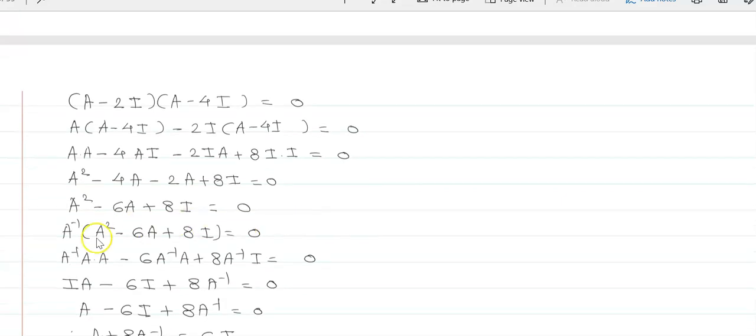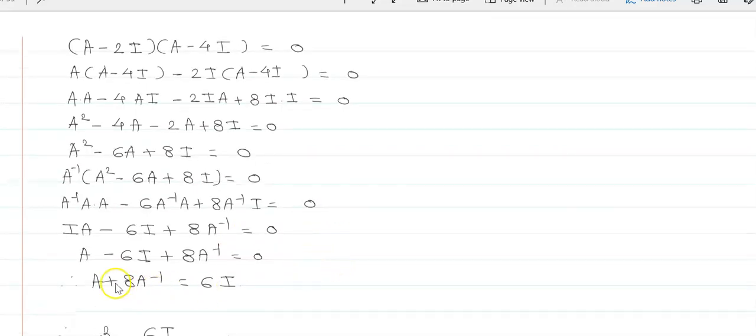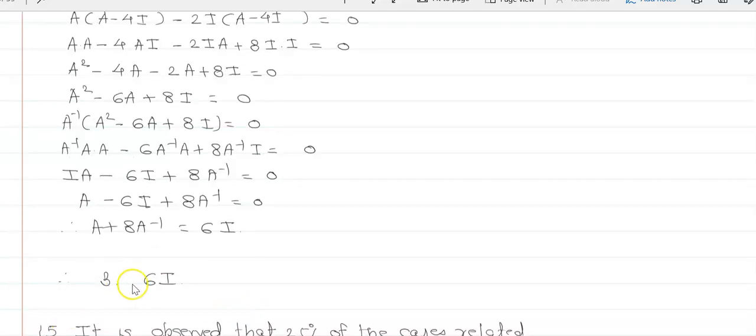Now again, see this here simplification. This is the IA, that is A minus 6I plus 8 A inverse, that's equal to 0. Therefore, A plus 8 A inverse is equal to 6I, and therefore hence the answer is 6I. Hence option 3 is the correct one.